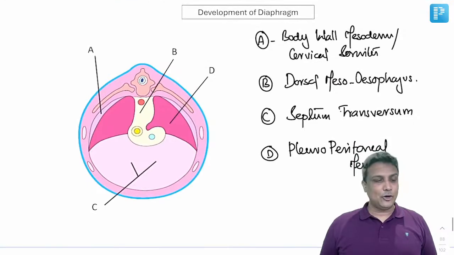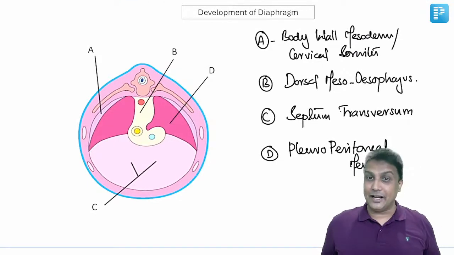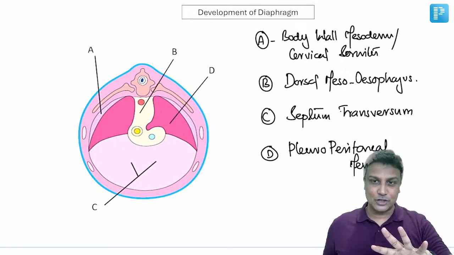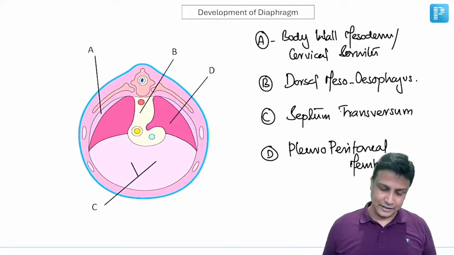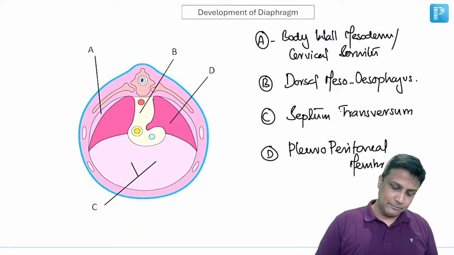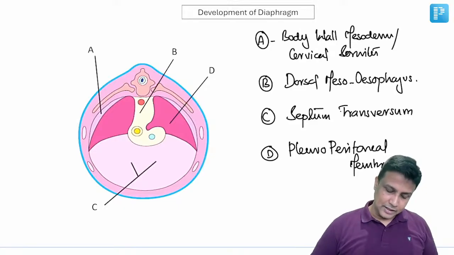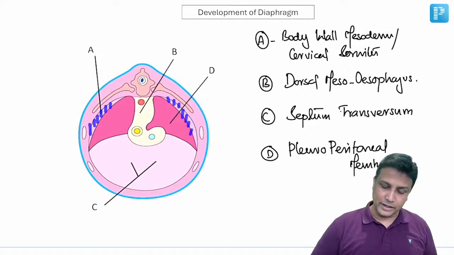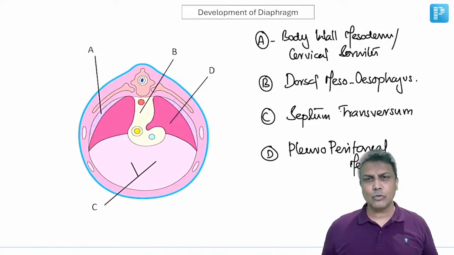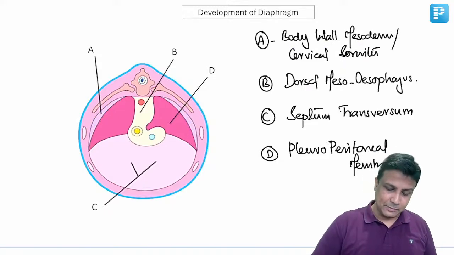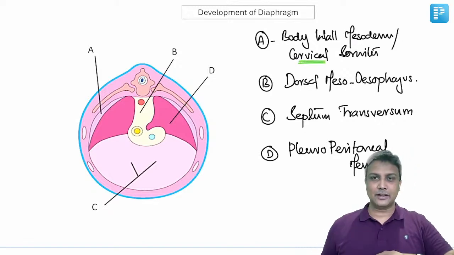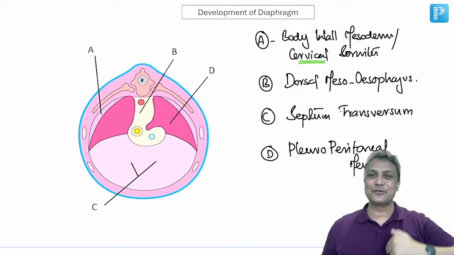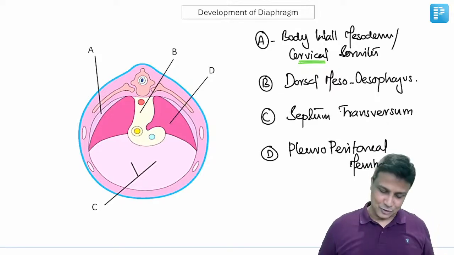Now, another hot favorite topic of INI-CET examiners is development of the diaphragm. Development of the diaphragm will occur from four structures. Even this image was given in the exam. Now, in the development of the diaphragm, please remember, number one, the muscles of the diaphragm are derived from the body wall mesoderm, also referred to as cervical somites. Please remember this word cervical. This will be confusing during the exam, because students will be thinking the diaphragm is present over here, how can cervical somites be involved? Remember, it's actually cervical somites.